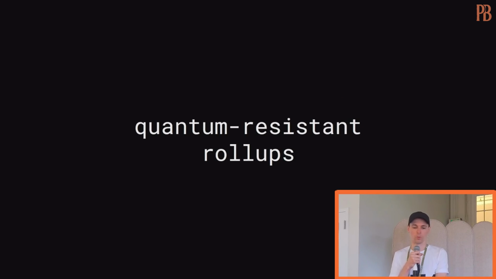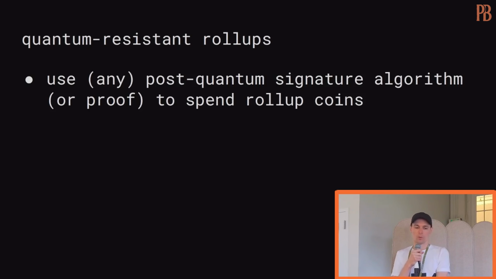So that brings us to the quantum resistant rollups. What makes a rollup quantum resistant is that you can use any post-quantum signature algorithm or proof to spend rollup coins. If you're a user of the system, the rollup could just implement natively a post-quantum signature algorithm, or even say, "Hey, provide a post-quantum proof, like a Stark, in order to spend your funds on the rollup." That can be the rule for how you spend funds on the rollup.